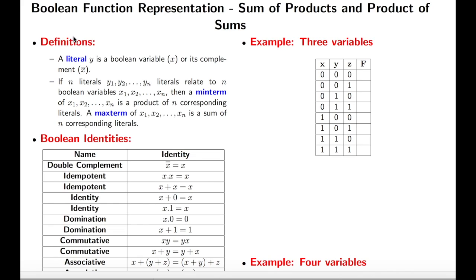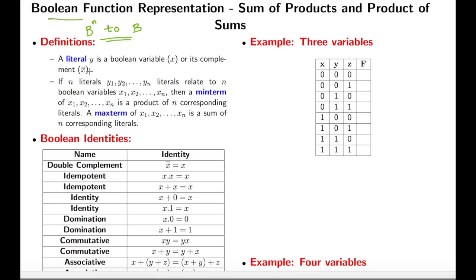Hello, so now let's talk about function representation if the function is of Boolean type. So what is a Boolean function? A Boolean function is a mapping from B^n to B. This means we have n variables, and here we have only one Boolean variable. In order to represent a Boolean function, we need some definitions.